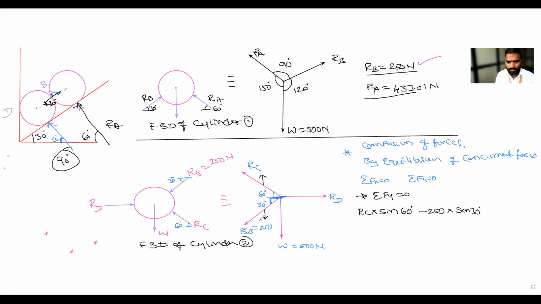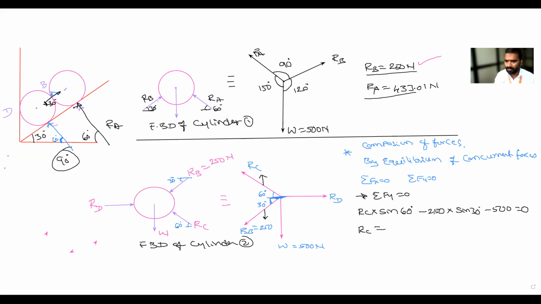Okay. So RB का हो गया. Next is there is a weight of the cylinder. This 500 Newton is acting downward direction. So how much it is? Minus 500 is equal to 0. Is it clear? Is there any other forces? No, sir.